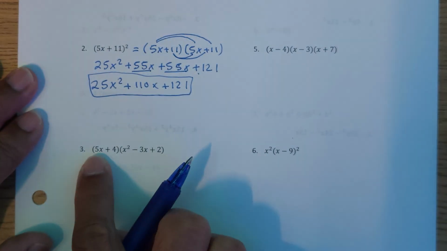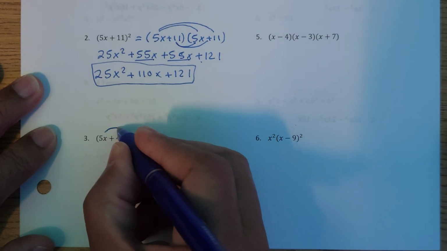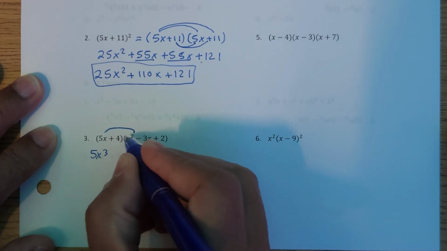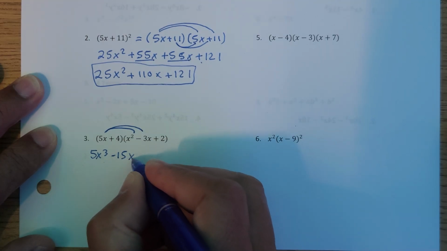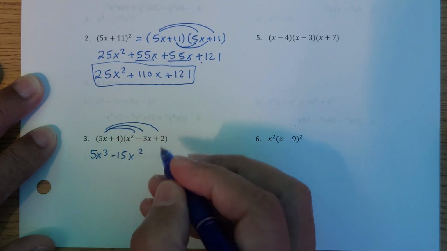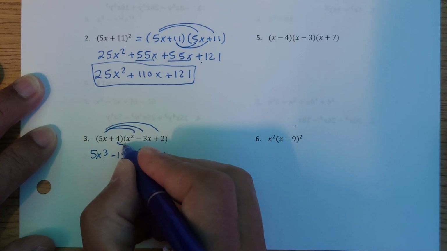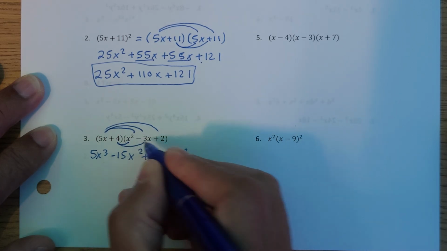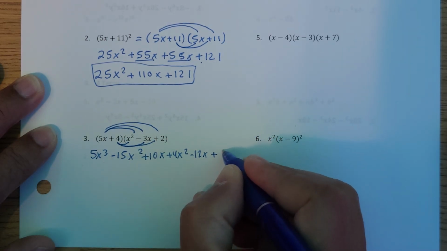Example number 3. Notice that now we have a binomial being multiplied by a trinomial, but it's the same idea. So 5x times x squared, that's 5x to the third. 5x times negative 3x, 5 times negative 3, that's negative 15, and x times x is x squared. And then 5x times 2, that's positive 10x. And then the inner, so 4 times x squared, plus 4x squared. 4 times negative 3x, that's negative 12x. 4 times 2, plus 8.